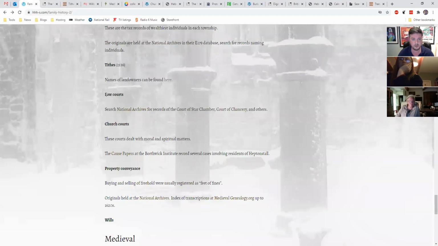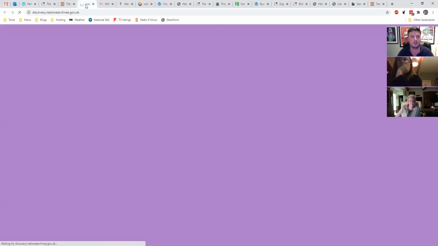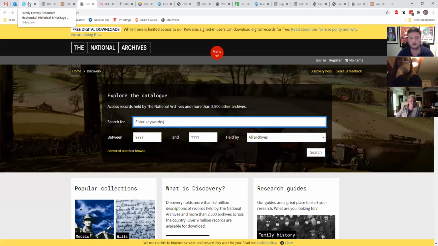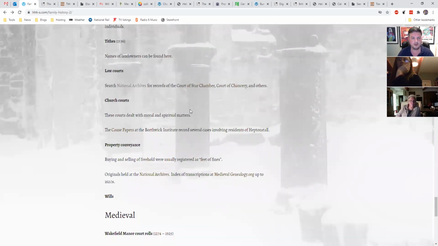There's law courts, so people bringing other people to court as early as the 1500s. Some of those records exist at the National Archives, and you can search their Discovery website. Again, you type in a name, you type in an era, and maybe if your ancestor was involved with one of these, it'll come up in the relevant period.